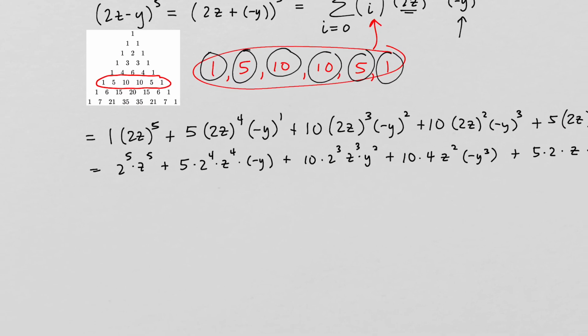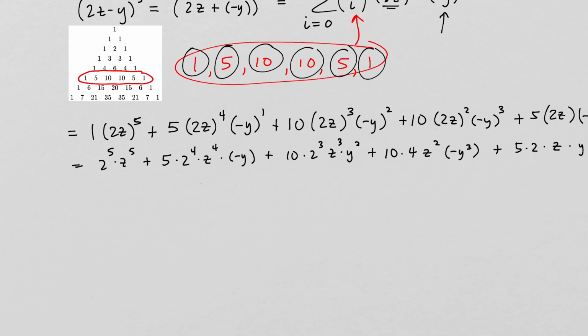So let's just simplify this now. 2 to the 5th power is 32, so we have 32z to the 5th. Now our next term is 5 times 2 to the 4th, which is 16. 5 times 16 is 80, but then there's a negative 1 right there, so that's going to be negative 80 z to the 4th power, y to the 1st power. Our next term, we have 10 times 2 cubed. 2 cubed is 8, so 10 times 8 is 80 once again. We have z to the 3rd power, y to the 2nd power.